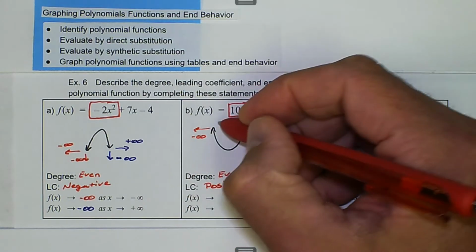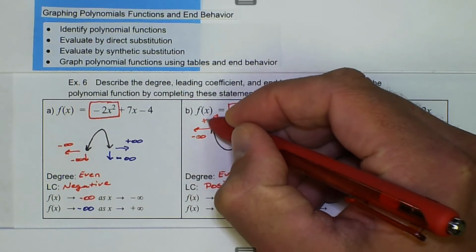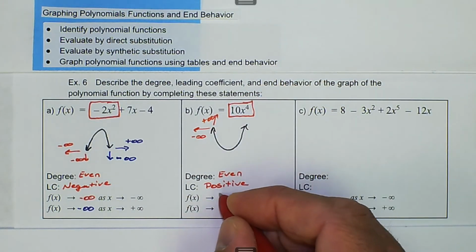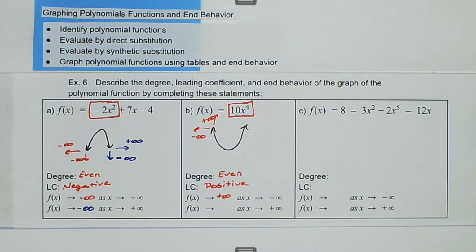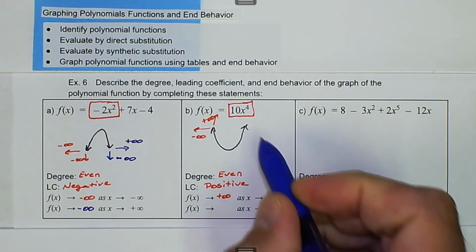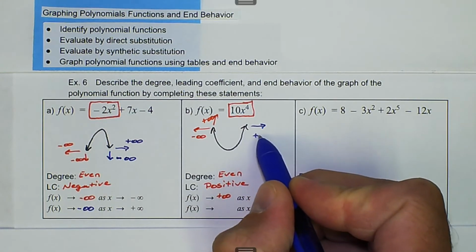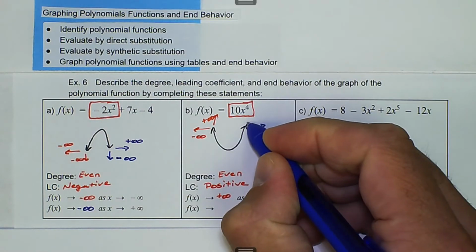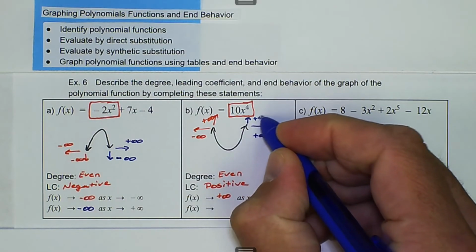So as x goes to negative infinity, what does the function do? And in this case, the function goes to positive infinity. And as x goes to positive infinity, what does the function do? And it also goes to positive infinity.